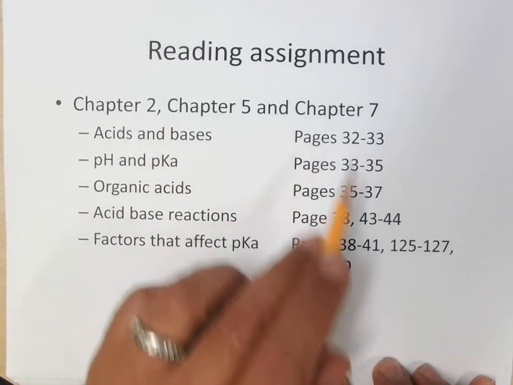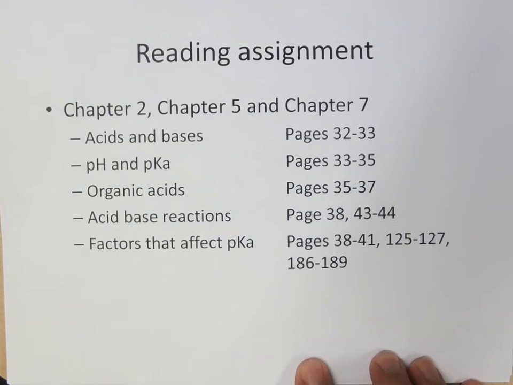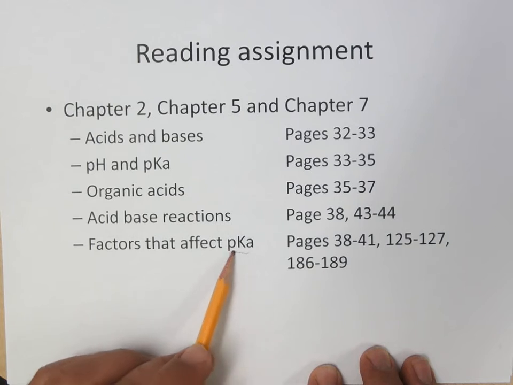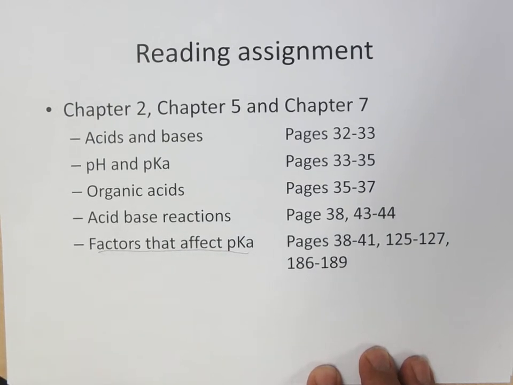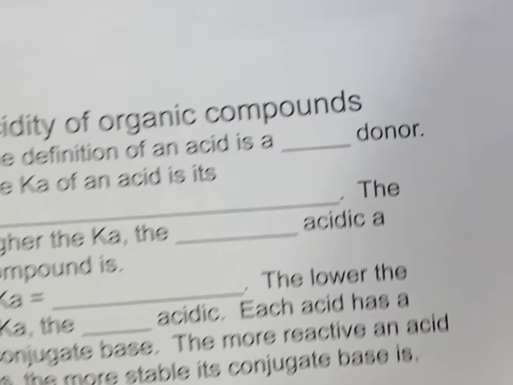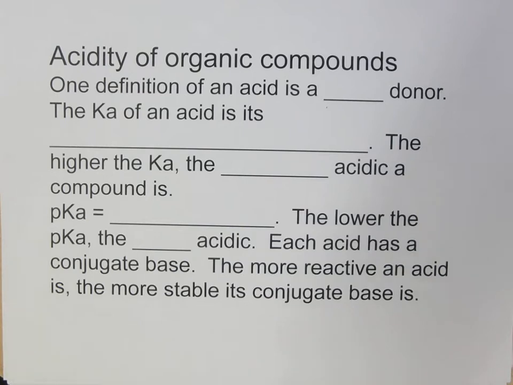Chapters 2, 5, and 7 all have some important information about acidity and definitions of acidity and different compounds that are acidic and why they're acidic, especially the factors that affect pKa. They're going to be spread throughout different chapters. So here's a little reading assignment to get us up to speed with respect to acidity. And then we'll also cover acidity through the lecture notes and focus on some of the most important concepts.